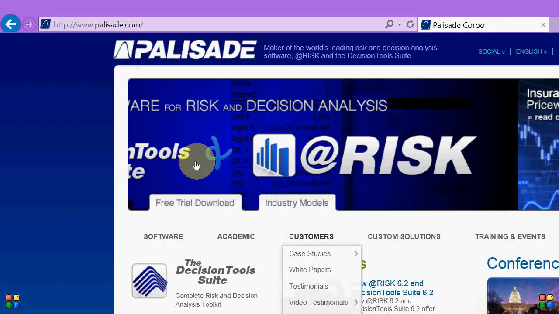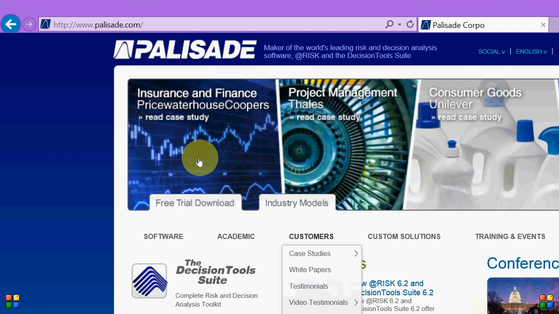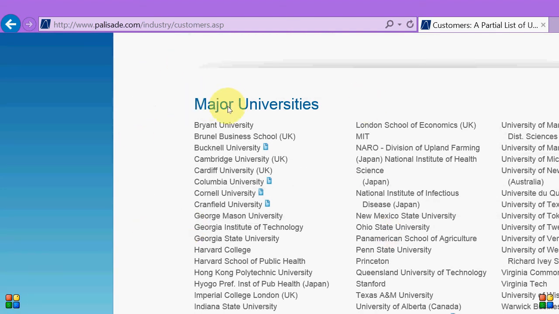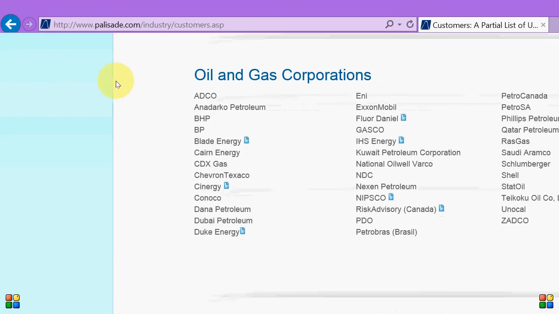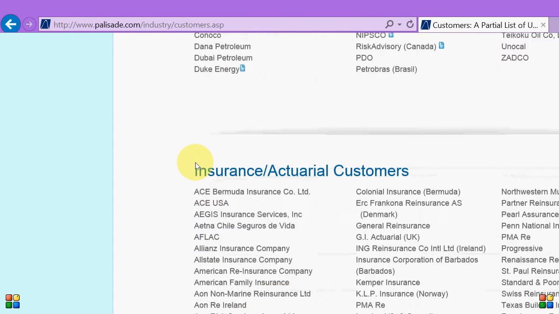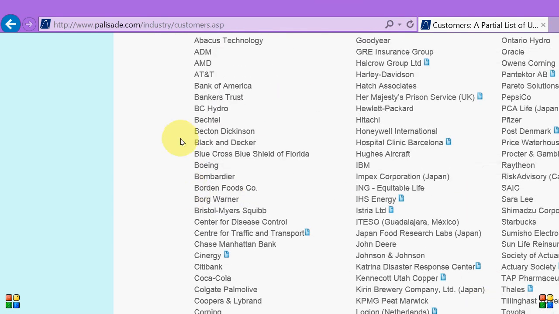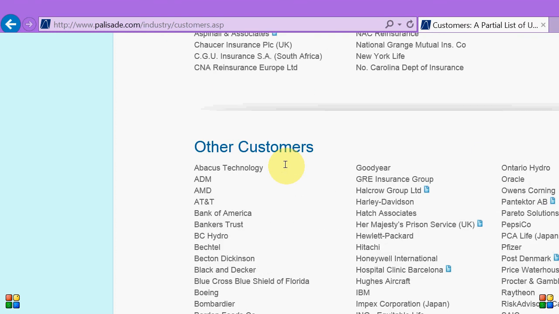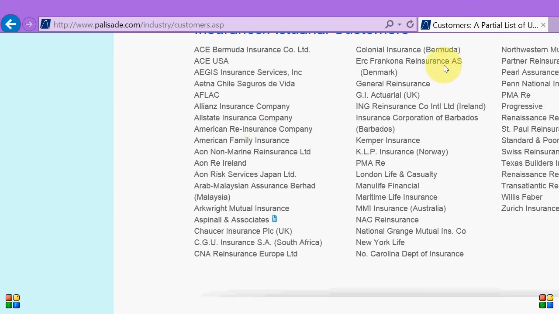Now in case you want to know who is using the software, go to the customer list. If I click on the customer list, it will show you all the major universities. So all universities of the world, not just the US, but the UK, Japan, South Korea, Canada, Australia. A lot of other universities worldwide are using the Palisade decision-making software. If you look at the oil and gas corporations, you can find them here. Insurance companies are here, and all Fortune 100 and 500 companies are here using the software. So it's amazing. The software is used by companies worldwide, and it's a brilliant piece of software to use, and that's why it makes it more meaningful and worthwhile for all of you to learn the software.